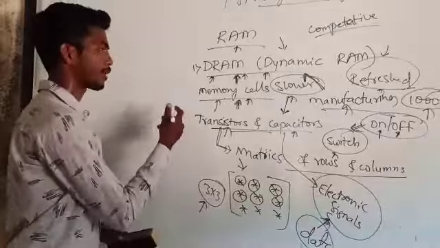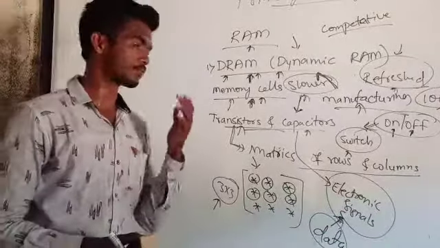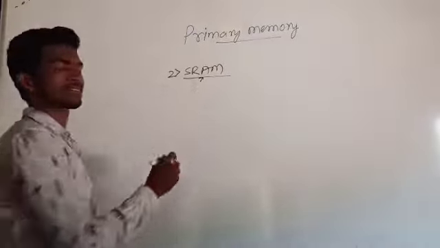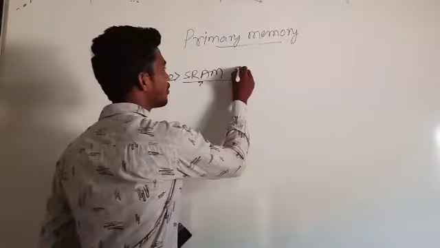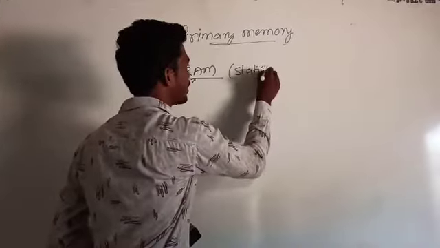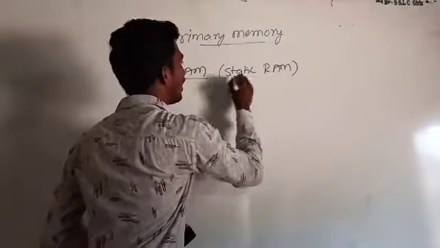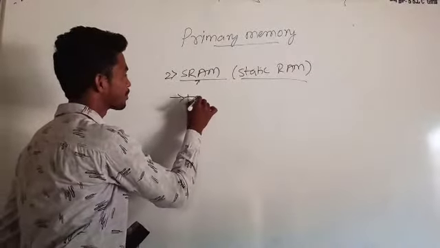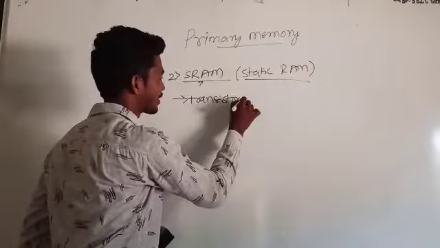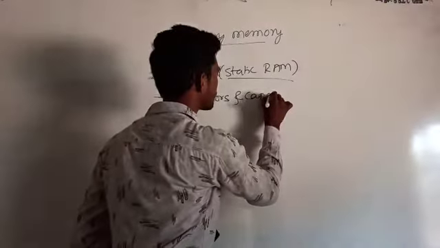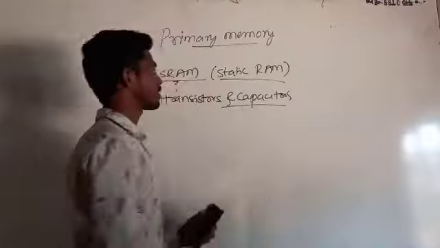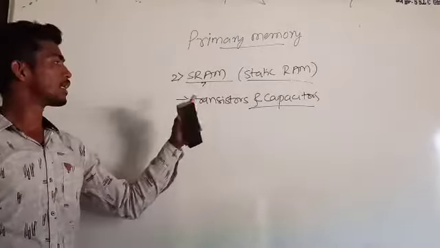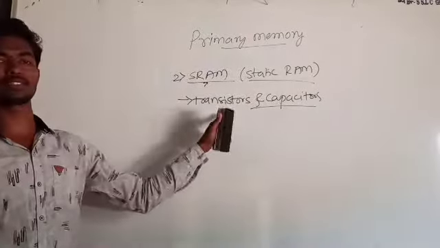And we have the next type of RAM, the second one we will discuss. Yes, SRAM is the second type of RAM, which is also called static RAM. Like DRAM, it also contains transistors and capacitors, but the difference between a DRAM and a SRAM is that it contains multiple transistors in a single cell.